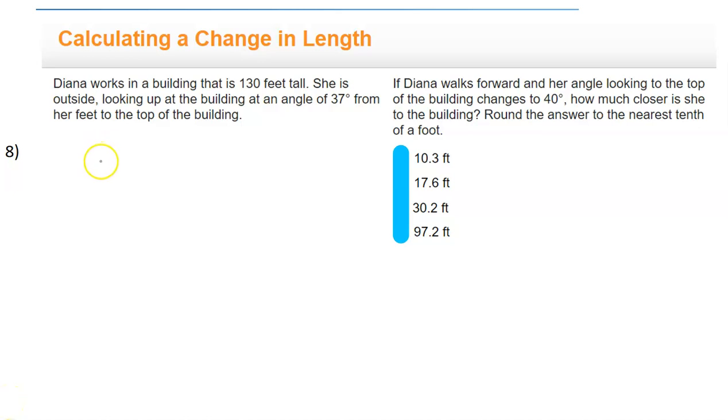In this video, I will show you how to calculate a change in length. So let's see, Diana works in a building that is 130 feet tall. She is outside looking up at the building at an angle of 37 degrees from her feet to the top of the building. So let's draw that so far.